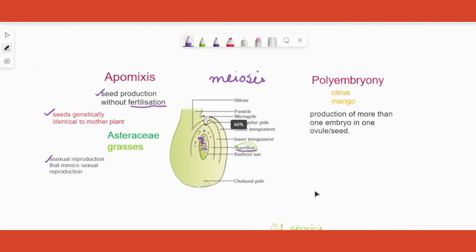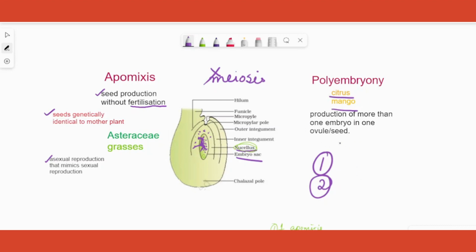I'll recap for you. First method, what happened? Nucellus cells did not undergo meiosis. One among those cells acted as the diploid egg and became the embryo. First option. Second option is that a few cells of the nucellus started growing inside the embryo sac and those became the embryo. In that case, the second case, examples are citrus and mango.